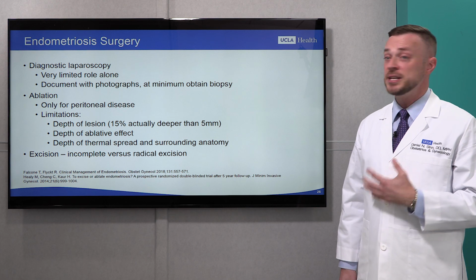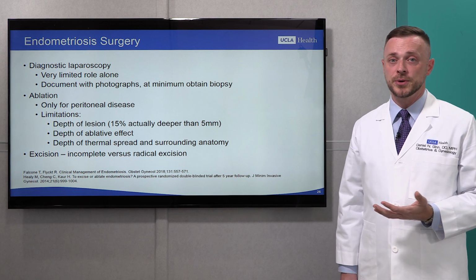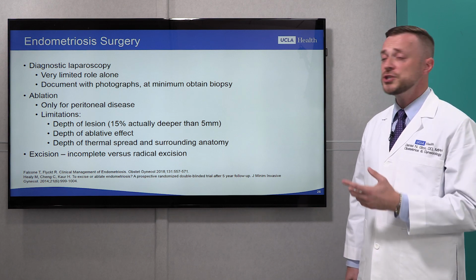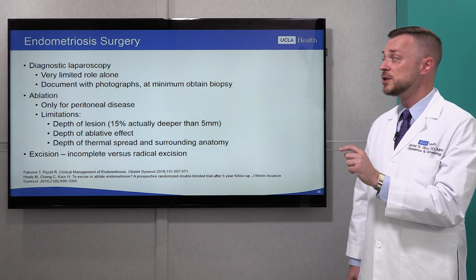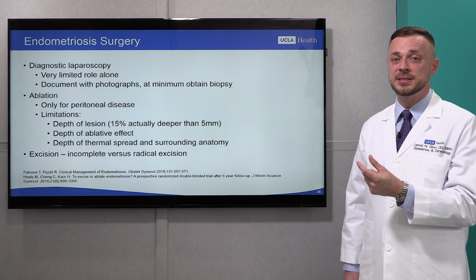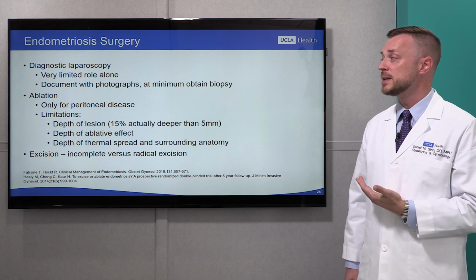Ablation versus excision is the next debate when we discuss endometriosis surgery. Ablation is where we use electrocautery to burn these areas of endometriosis, but it's really only for disease that's superficial on the peritoneum itself.